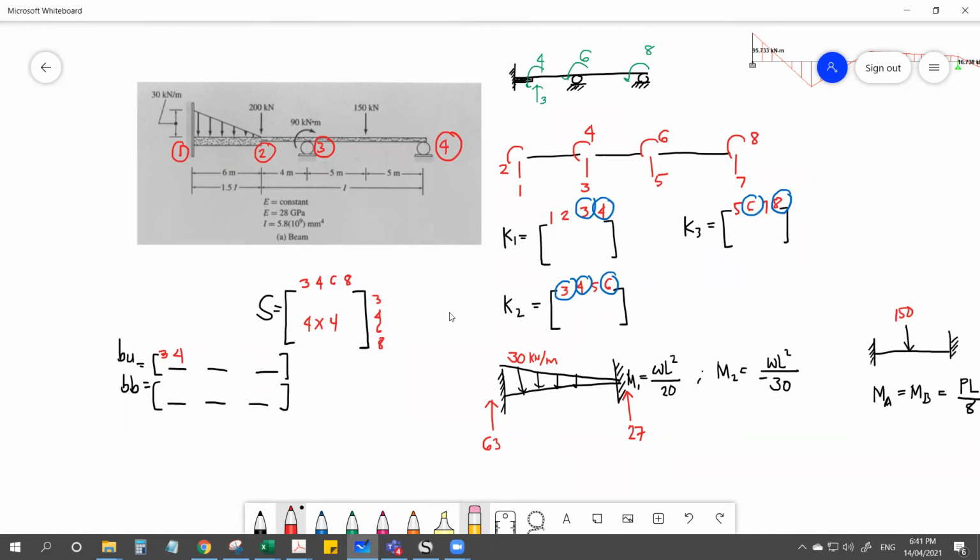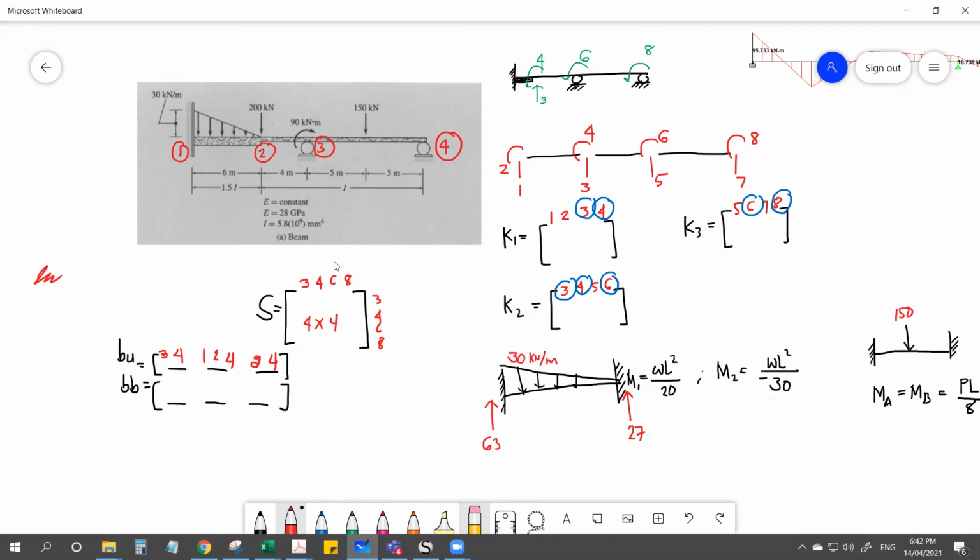What's the location of 3, 4, and 6 in K2? It's 1, 2, and 4. So this will be 1, 2, and 4. And finally, for K3, its location is 2 and 4, right? Okay, now what will be the destination of this data in our S matrix?